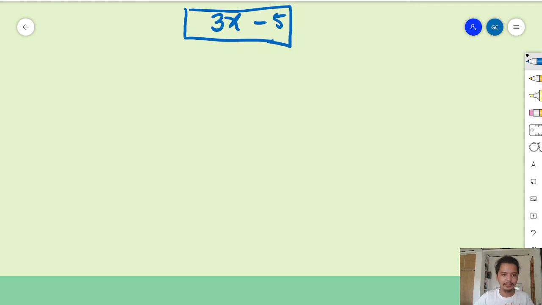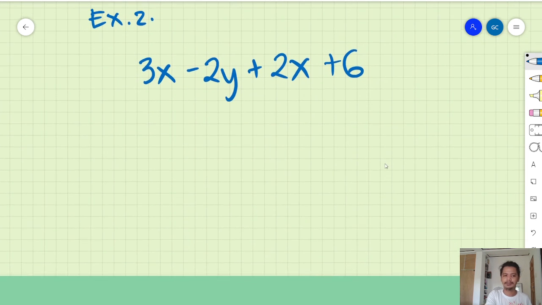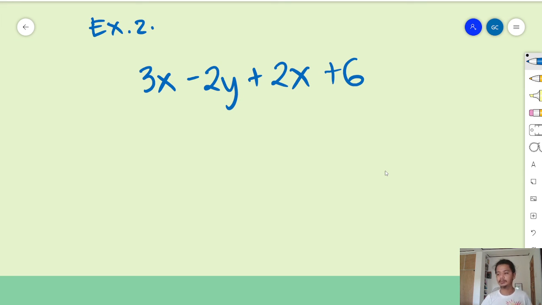Alright, example. We have there 3x plus 2y minus 2x. Example. We have there 3x minus 2y plus 2x plus 6. Okay. So, how's this? So, ganun lang ulit. You need to look for similar terms. So, kailangan nyo lang gawin, hanapin nyo yung mga variables or yung mga terms na pareha sila ng variables at pareha sila ng exponent.